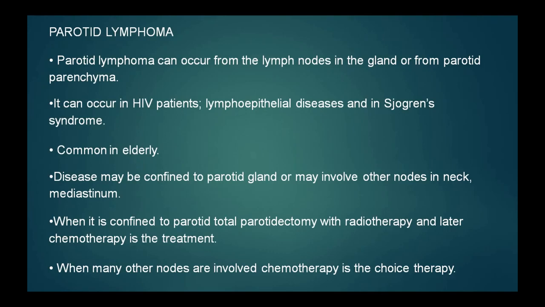Parotid lymphoma. Parotid lymphoma can occur from the lymph nodes within the gland or from the parotid parenchyma. It can occur in HIV patients, patients with lymphoepithelial disease and patients with Sjogren syndrome. It is commonly seen in elderly patients. Disease may be confined to the parotid gland or may involve other nodes in the neck and mediastinum. When it is confined to the parotid, total parotidectomy with radiotherapy and lateral chemotherapy is the treatment of choice. When many other nodes are involved, chemotherapy is the choice of treatment.